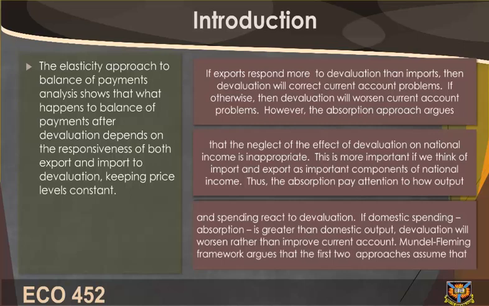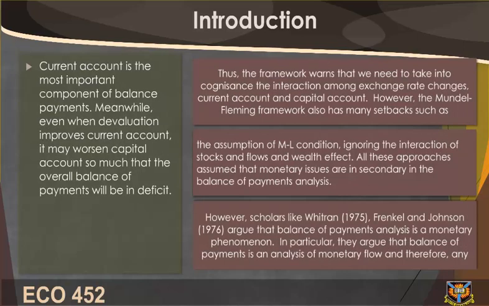Mundell-Fleming framework argues that the first two approaches assume that current account is the most important component of balance of payment. Meanwhile, even when devaluation improves current account, it may worsen capital account so much that the overall balance of payment will be in deficit. Thus, the framework warns that we need to take into cognizance the interaction among exchange rate changes, current account and capital account. However, the Mundell-Fleming framework also has many setbacks, such as the assumption of ML condition, ignoring the interaction of stocks and flows and wealth effect.